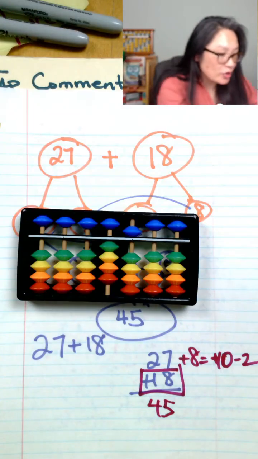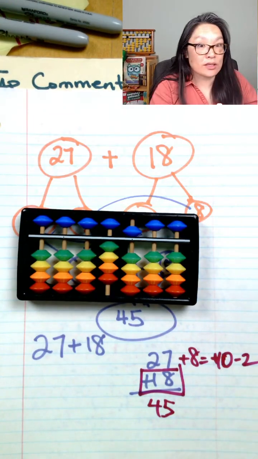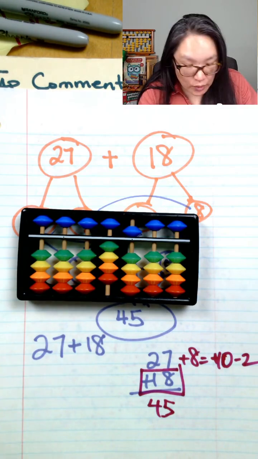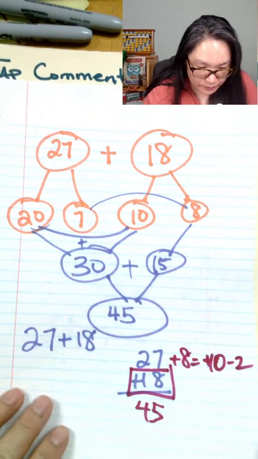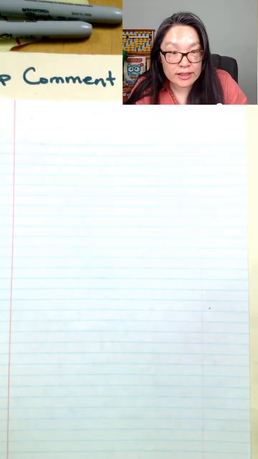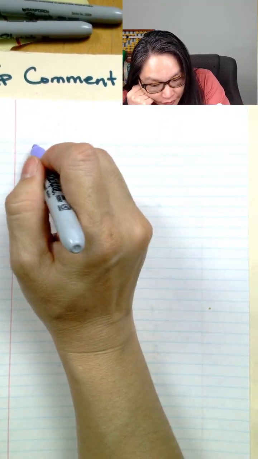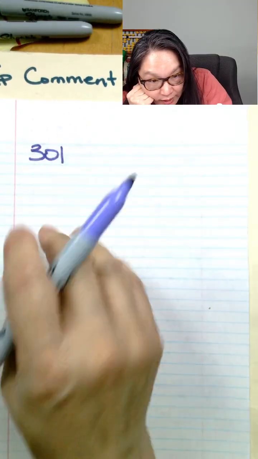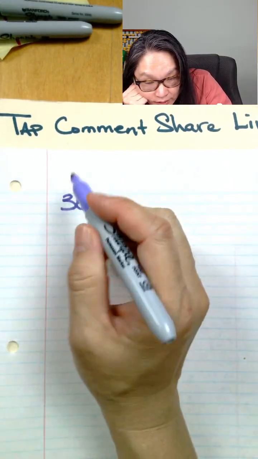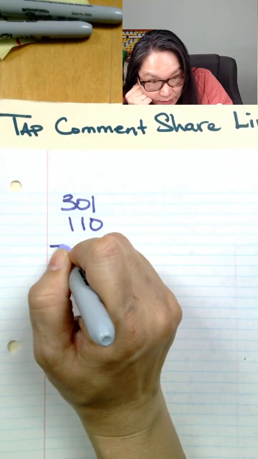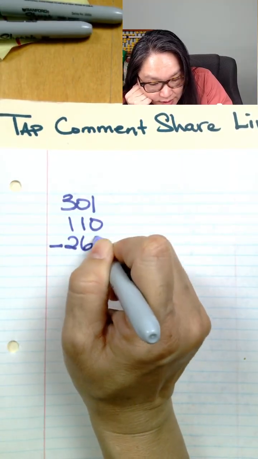In abacus, we actually do more than just 2 add-ins, which is interesting, right? So here's another question. We can do 3 digits. Let's be exciting and do 3 digits. So I have the question: 301, plus 110, minus 263.